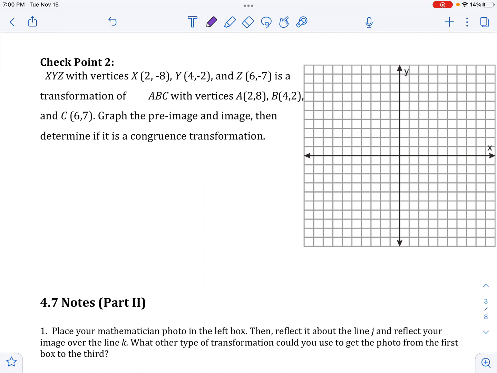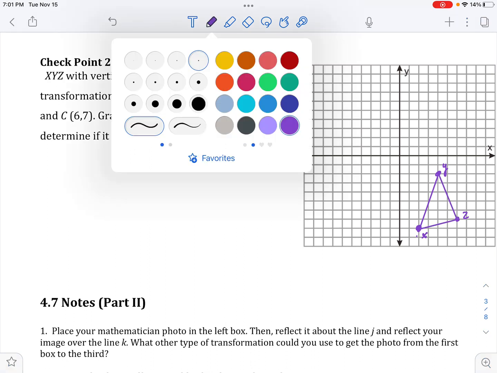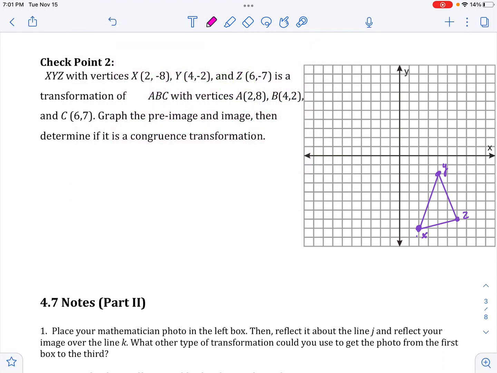Let's try another example. Triangle XYZ with X (2, -8), Y (4, -2), and Z, which was (6, -7). This is X, that's Y, there's Z, and then I have another triangle here, ABC, with vertices of (2, 8), (4, 2), and (6, 7).